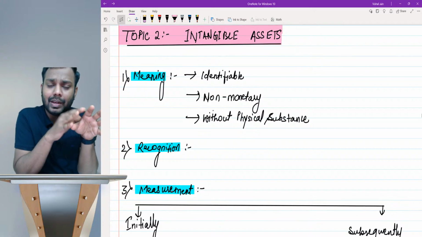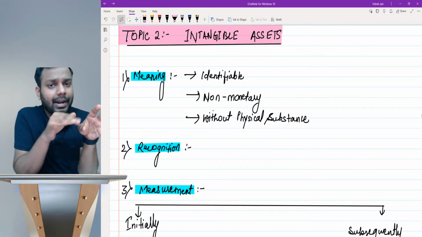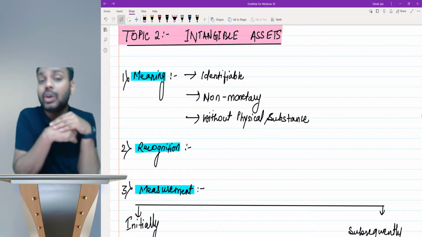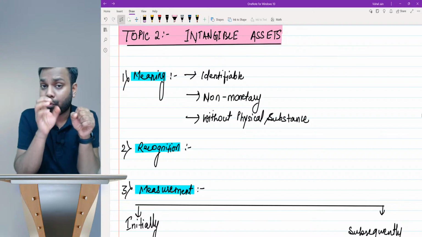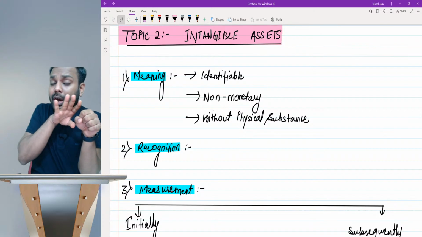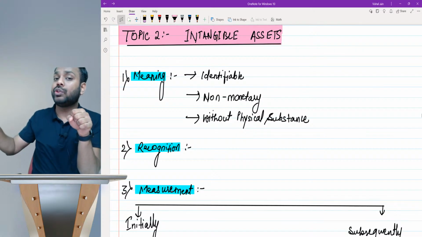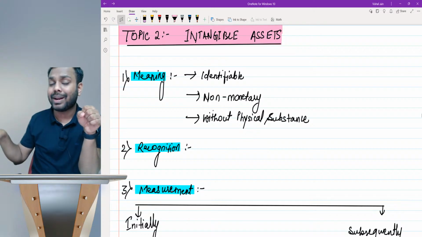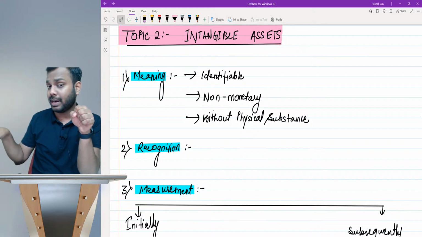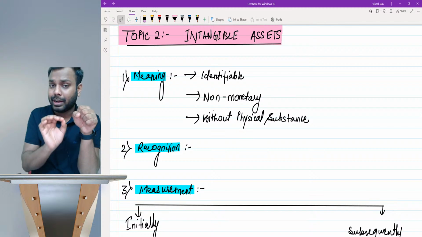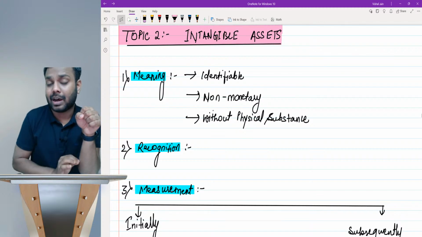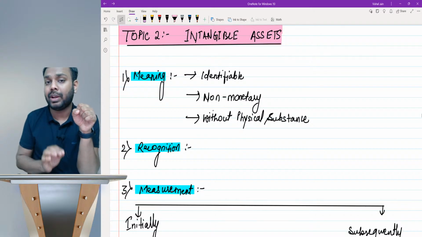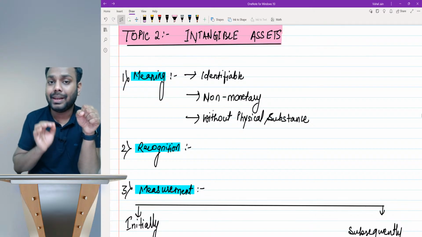Now, a debtor is also identifiable and does not have any physical substance. So can I say a debtor is also an intangible asset? No. So for that, what I have to do? I have to remove the monetary assets. Why? Because those are covered by the financial instruments chapter, that is IFRS 9. So we are covering only the non-monetary assets.